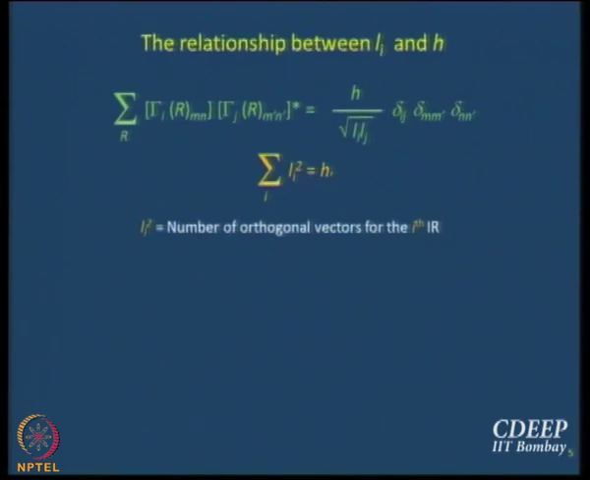Each matrix is Li by Li, so Li square is the total number of matrix elements. If you take a sum of that, it will give you the total number of orthogonal vectors. From the property of orthogonal vectors, it is not very difficult to show that that total number has to be less than or equal to H.